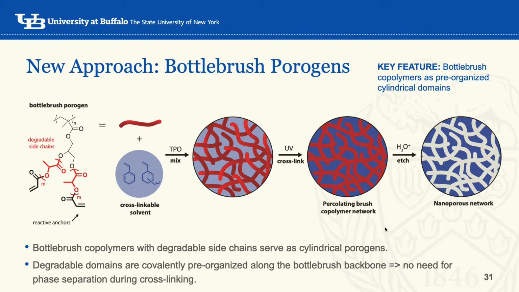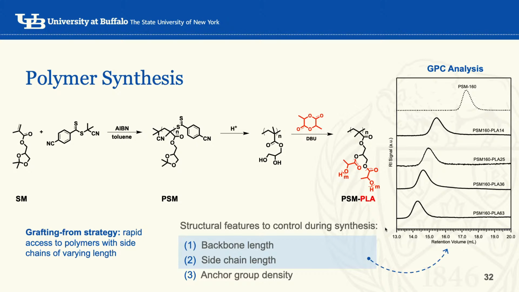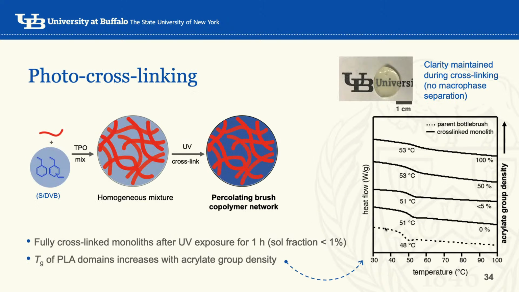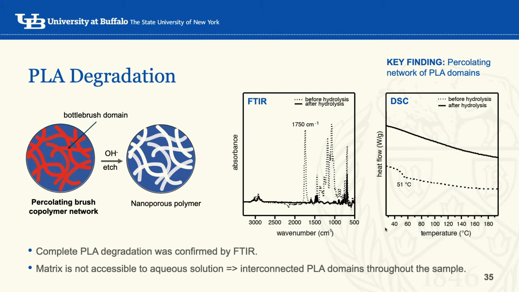So if we do that, we're hoping we trap this percolating brush network structure, which we then can, if we need to make a porous structure, etch these cylinders out using hydrolysis or thermal degradation. So this was the concept. I'm going to skip synthesis here. What I wanted to point out is this is the key step here. So we cross-link the system, and then we need to do the etching. This is the key step.